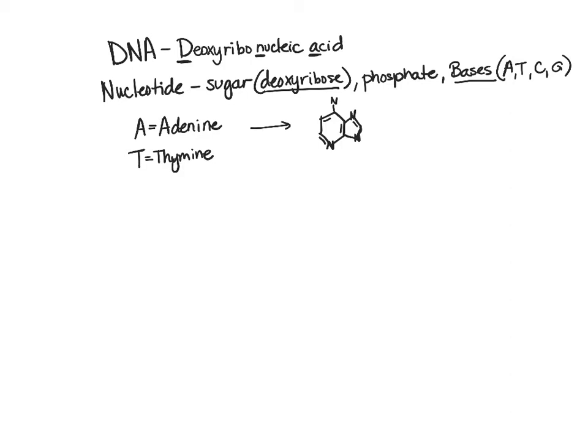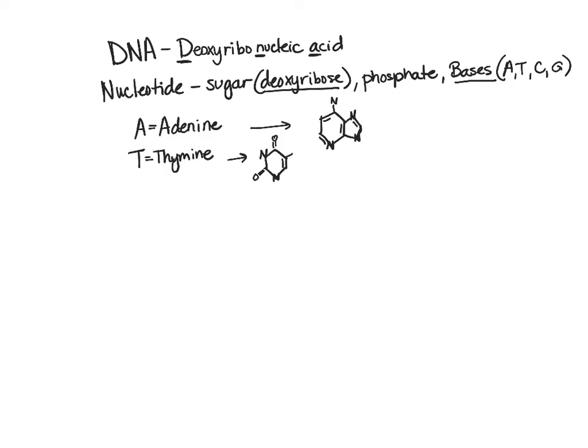Thymine, I could draw really quickly also. Our sugar here, we've got some nitrogens in here as well. Lots of nitrogen in our nitrogenous bases. All right, looks something like that. So that's our thymine. Got some double bonds in here as well, however. There we go. So thymine, adenine.